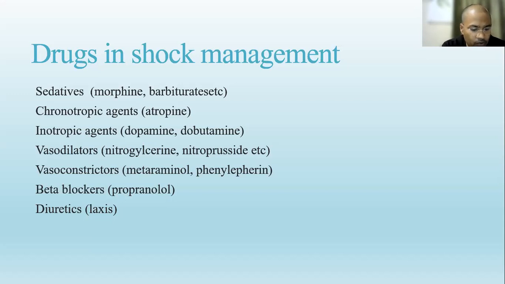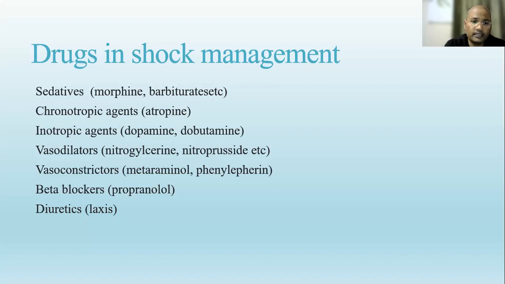Then vasodilators are also used in cardiogenic shock and in some conditions of traumatic or septic shock, when the coronary arteries are not acting properly, meaning the heart is not getting proper blood. In that case vasodilators such as nitroglycerin and nitroprusside may be used. They cause vasodilation, so proper circulation is given to the heart, the heart rate increases, and the blood pressure also increases.